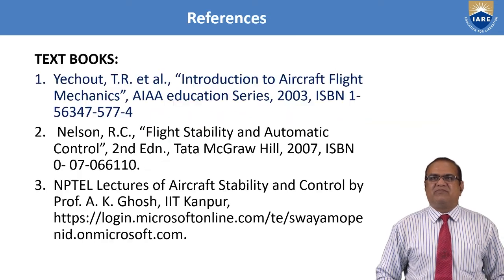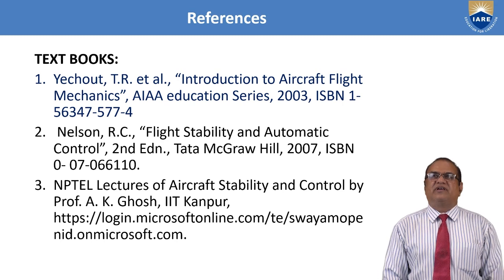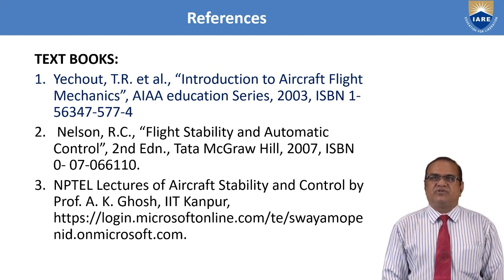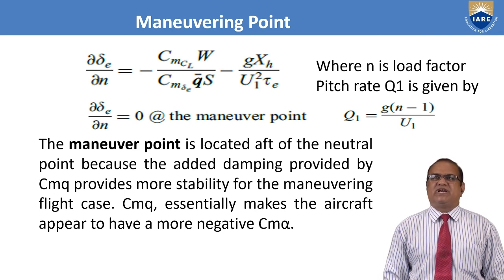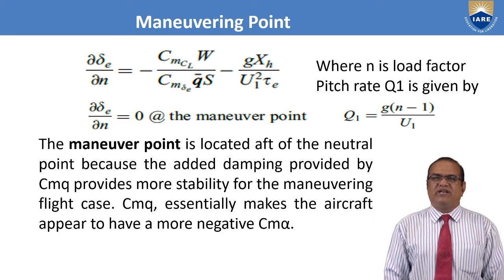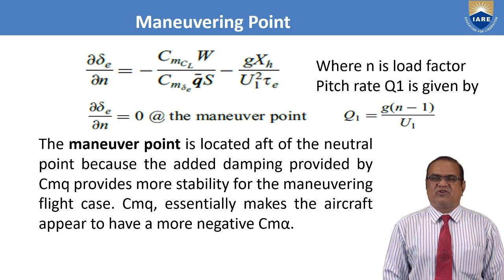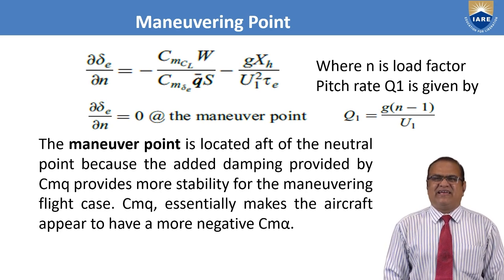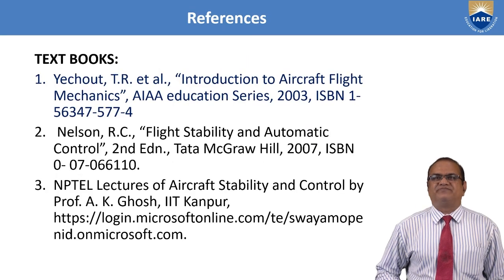So these are the references which I have referred to in Nelson's text. We can see here the maneuvering point. This maneuvering point is located aft of the neutral point because the added damping provided by the CMQ provides more stability for the maneuvering flight case. CMQ essentially makes the aircraft appear to have a more negative CM alpha.